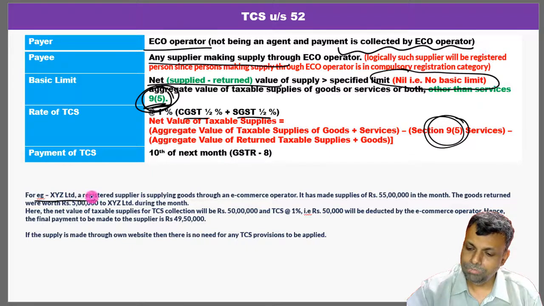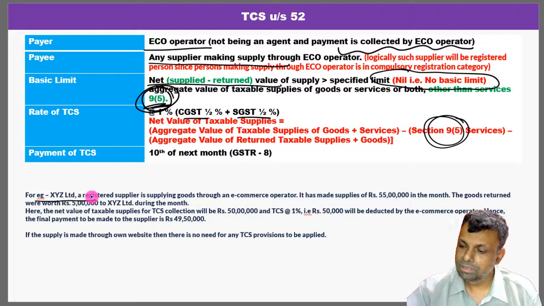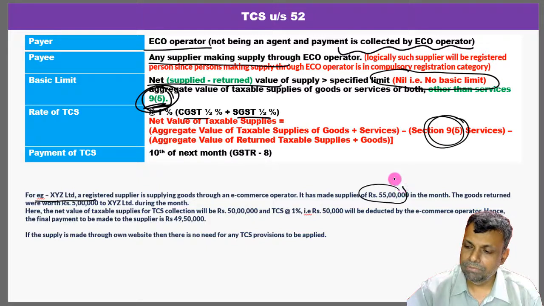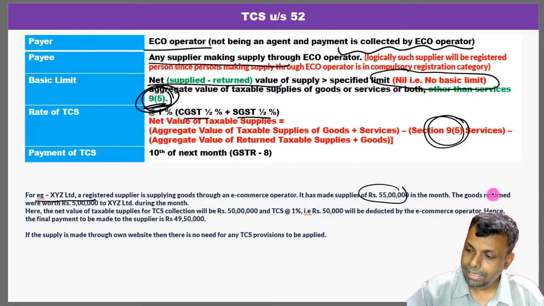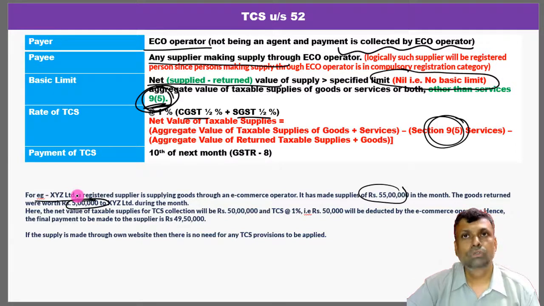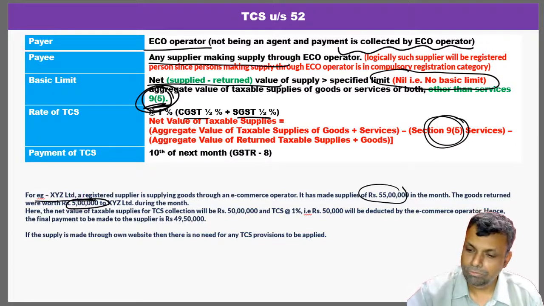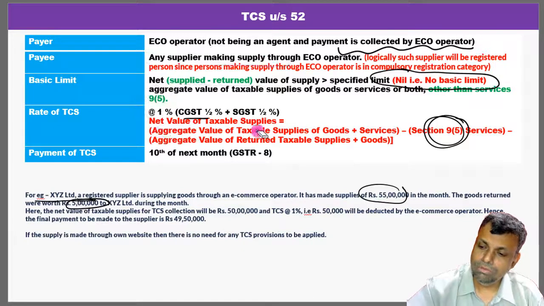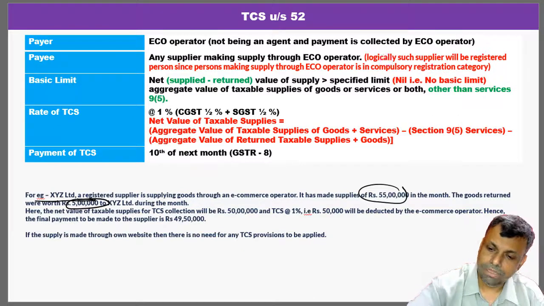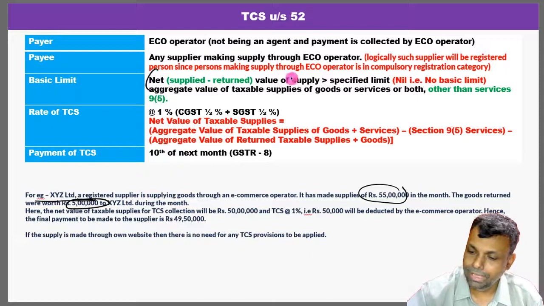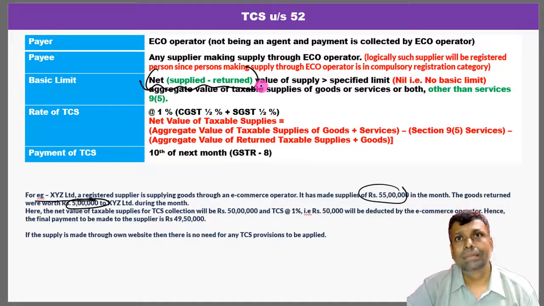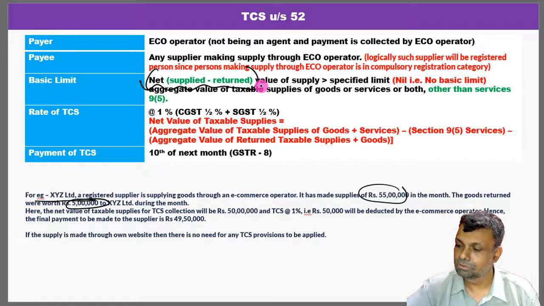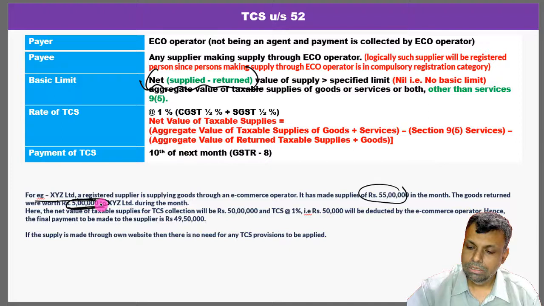Let's say, for example, this particular company is supplying 55 lakhs through the e-commerce operator, and some of the goods have been returned, and the value of 5 lakhs has been returned. So what is the net value? This is what you have to find out. The net value of the supplies is what is already provided by the law: whatever is supplied minus the returns, if any, because in these online transactions returns are also very prominent. So this is your net supplies.